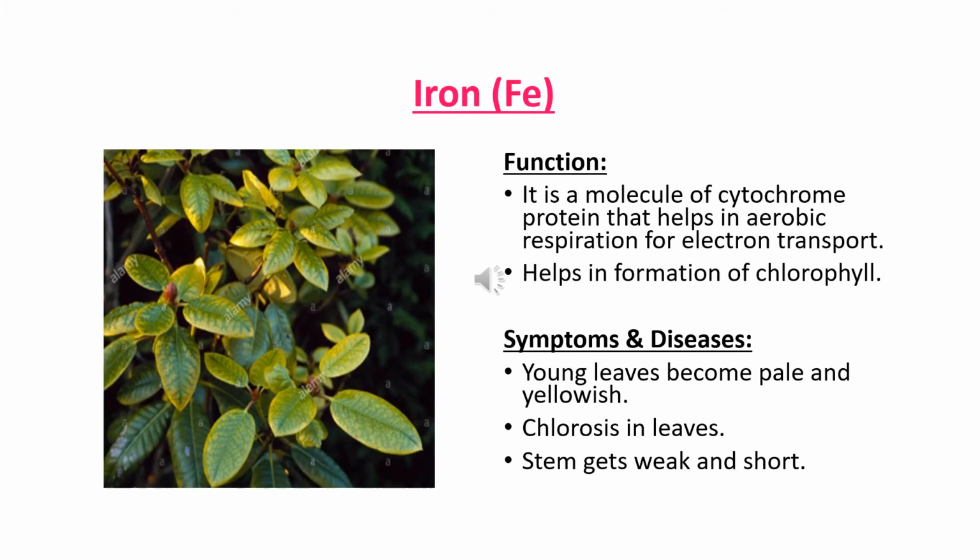Iron. What are the functions of iron? It is a component of the cytochrome protein that helps in aerobic respiration for electron transport. What does that mean? You know, in aerobic respiration, four stages are followed, and the last one is the electron transport chain, which occurs in the mitochondrial inner membrane. There is a protein, the cytochrome molecule, that helps the electrons move in the membrane, which helps in ATP production, and that is very important.